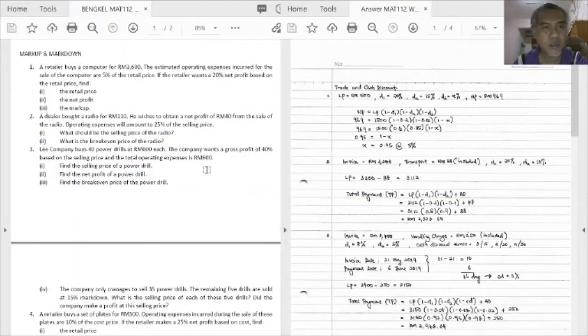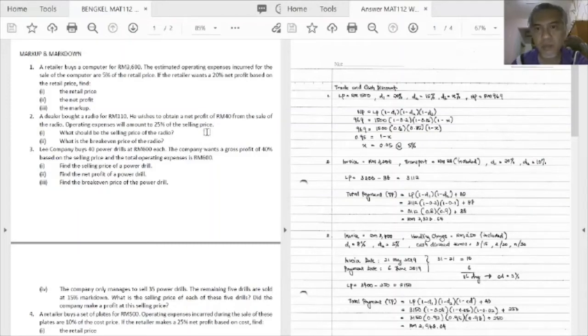Okay, in the last video we looked through question number 1. So for this video we're going to discuss question number 2. Question number 2 states that a dealer bought a radio for 110 ringgit. He wishes to obtain a net profit of 40 ringgit from the sales of the radio. Operating expenses will amount to 25% of the selling price. The questions asked are: what should be the selling price of the radio, and what is the break-even price of the radio?